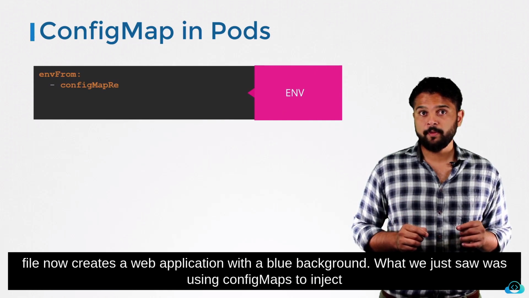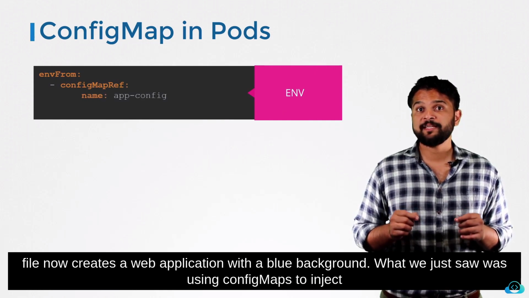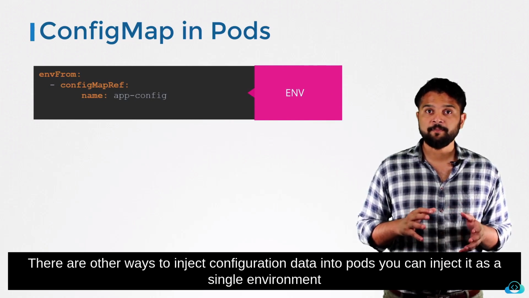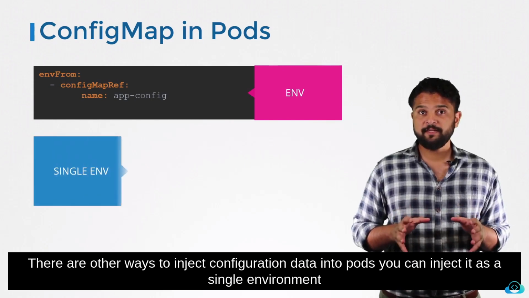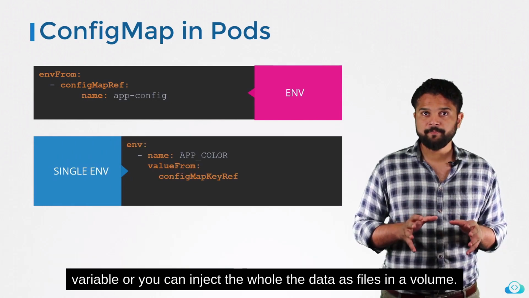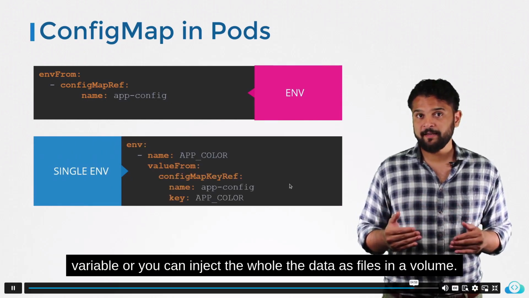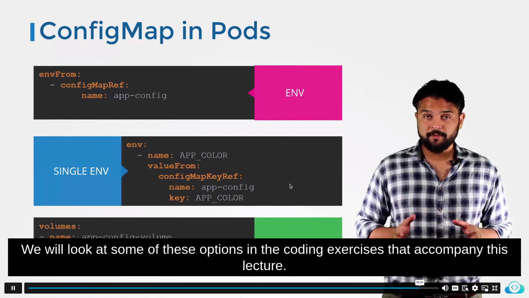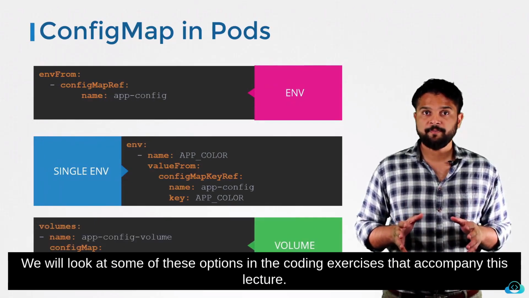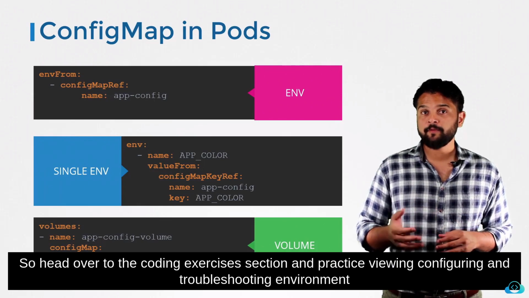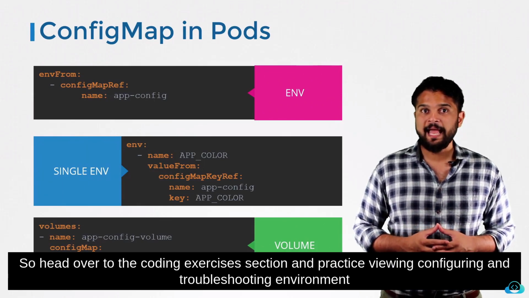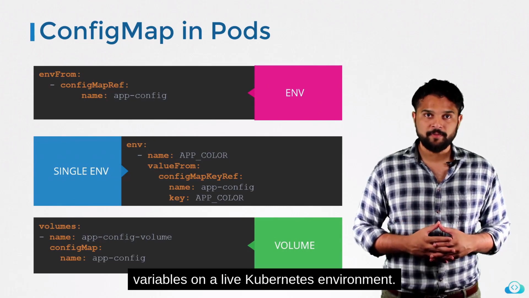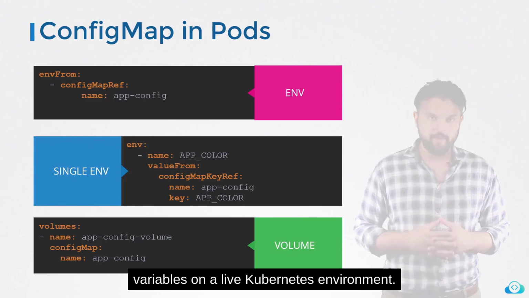What we just saw was using config maps to inject environment variables. There are other ways to inject configuration data into pods. You can inject it as a single environment variable, or you can inject the whole data as files in a volume. We will look at some of these options in the coding exercises that accompany this lecture. So head over to the coding exercises section and practice viewing, configuring, and troubleshooting environment variables on a live Kubernetes environment.